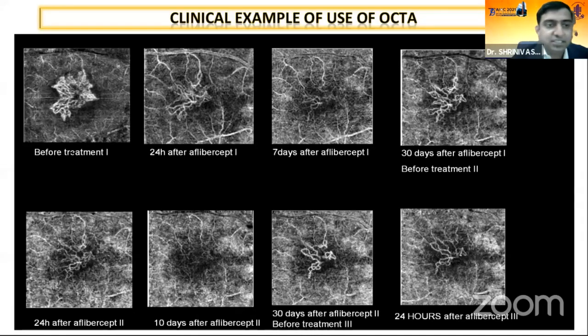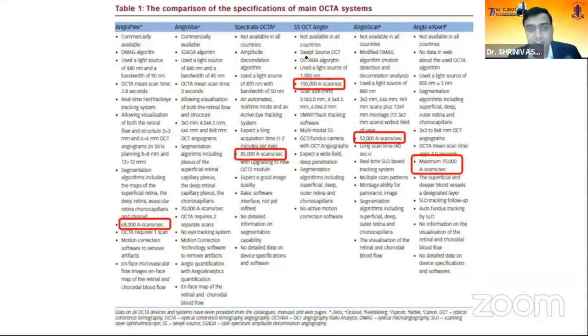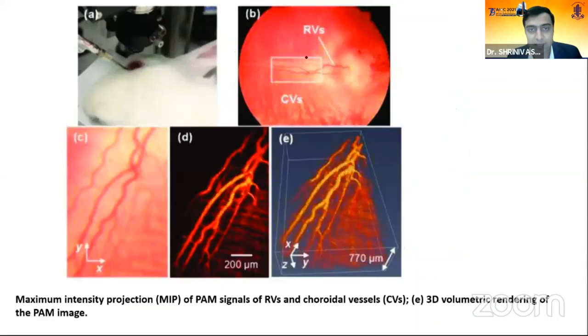You can see here the before treatment and after treatment images. You can see the slight disappearance of these, but again, as the action of the drug wanes, you can see them reverse back. So what's the future? We have come out with the SS-OCTA, which is 12 by 12 mm with enhanced field imaging. The differences between the different machines are again listed out here.